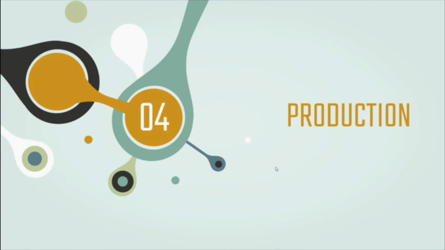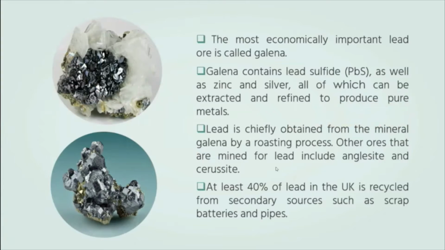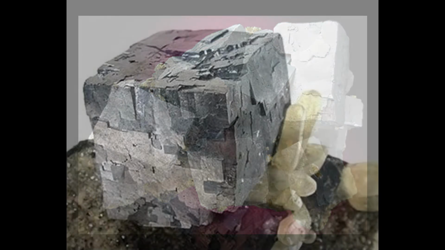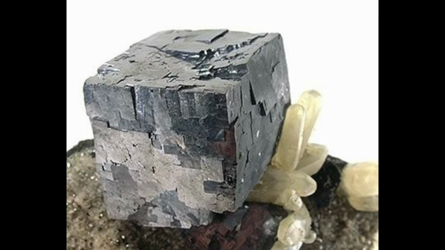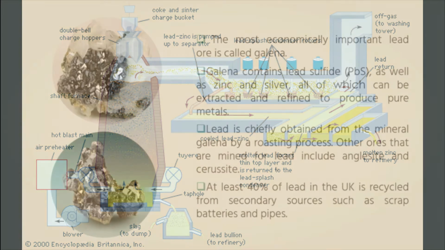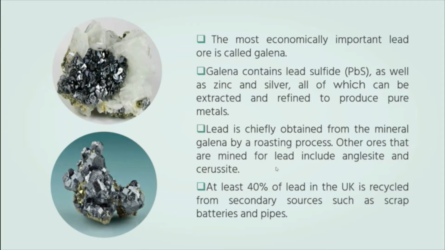So now we are going to talk about the production of lead. The most economically important lead ore is called galena. Galena contains lead sulfide as well as zinc and silver, all of which can be extracted and refined to produce pure metals. Lead is chiefly obtained from the mineral galena by a roasting process. Other ores that are mined for lead include anglesite.